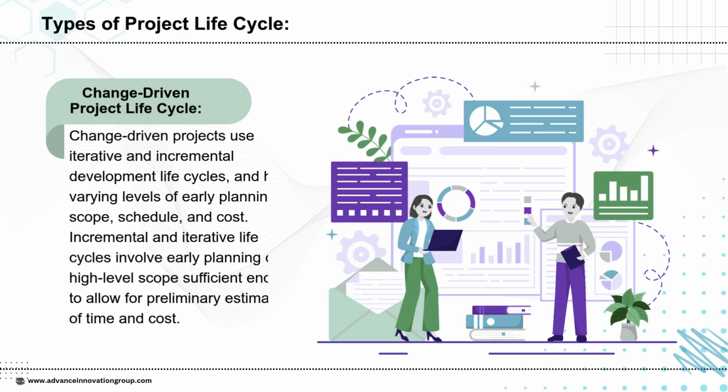The change-driven project life cycle is based on iterative and incremental development. Instead of defining everything up front, planning is done in parts, allowing flexibility for changes as the project moves forward. Only high-level scope, time, and cost are estimated at the beginning, while details evolve gradually. This model is useful for projects where requirements are uncertain or likely to change, such as software development.